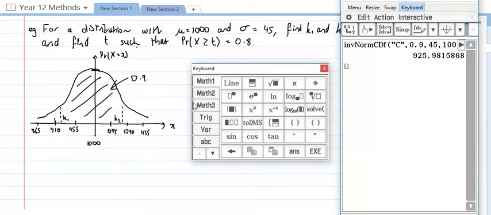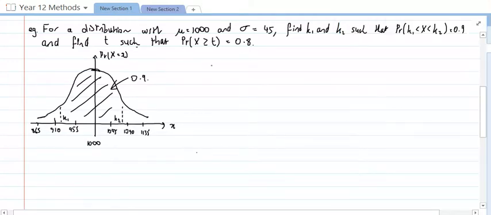So we have to use a little bit of symmetry here. If that's 926, then we've lost 74 from the mean, which was 1000. So this here is 74 below the mean, which means that this here is going to be 74 above the mean. And so I could say that K1 is equal to 926, and K2 is equal to 1074. And we could confirm this using the calculator fairly easily.